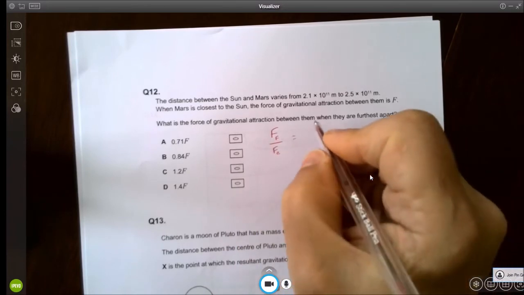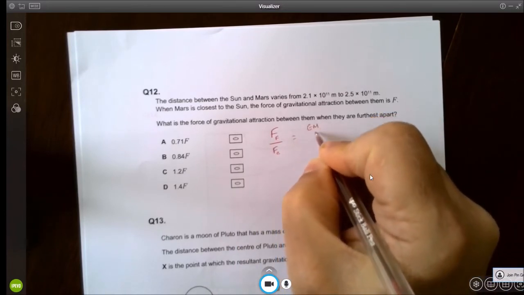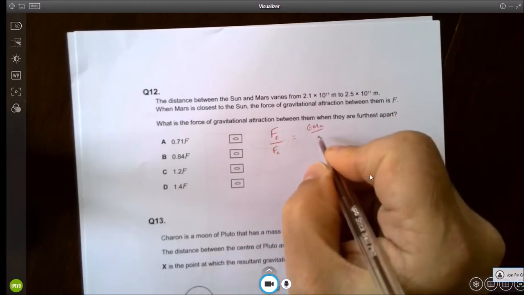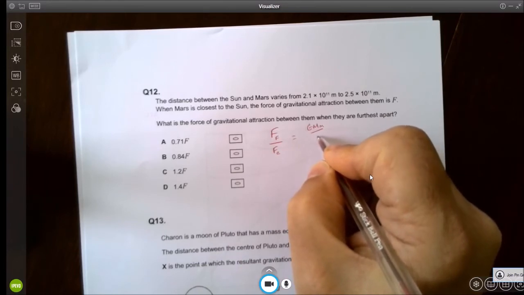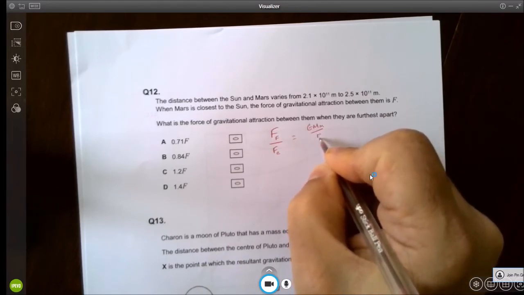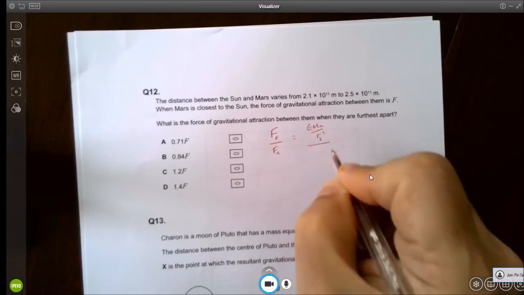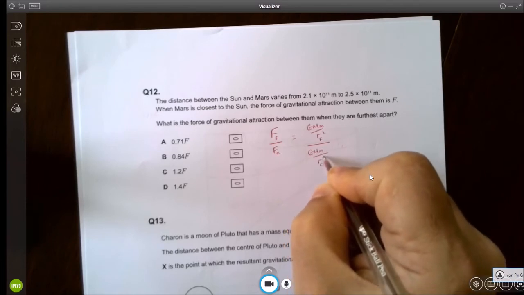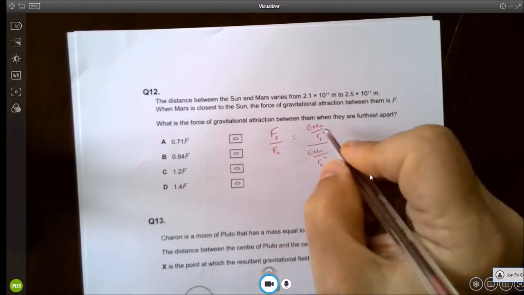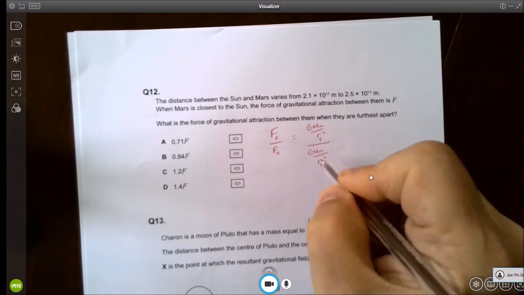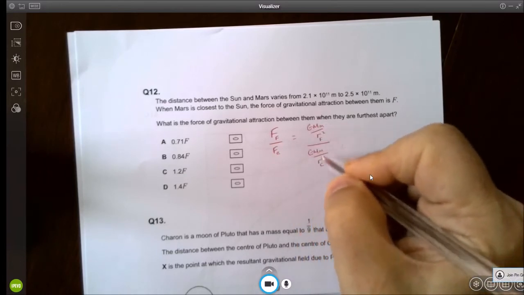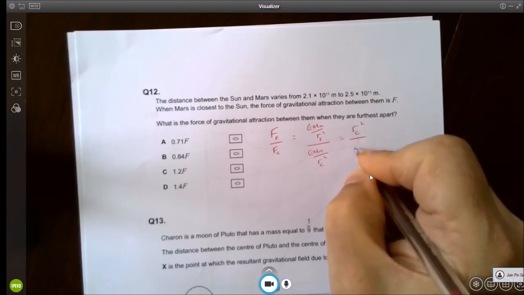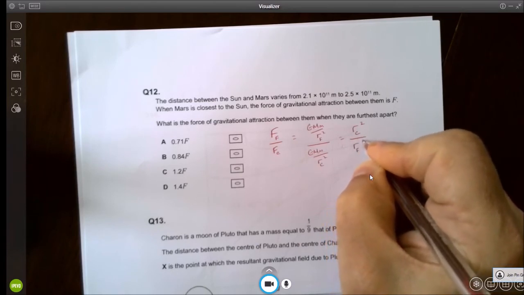How big is the force? Well, the force is GMm, so that M is the mass of the Sun times the mass of Mars, divided by the distance between them, so the furthest one, this will be squared, divided by GMm over the radius when they're closest squared. The GMm's cancel out, but be careful with your algebra here, don't just cross out the top and the bottom. You need to turn this one upside down and multiply it properly. So the ratio is the radius when they're closest squared over the radius when they're furthest away squared.